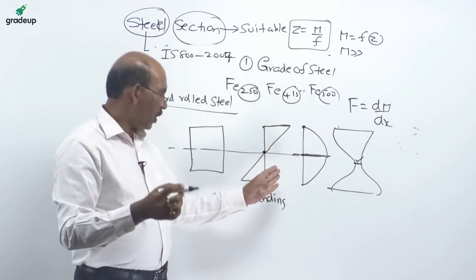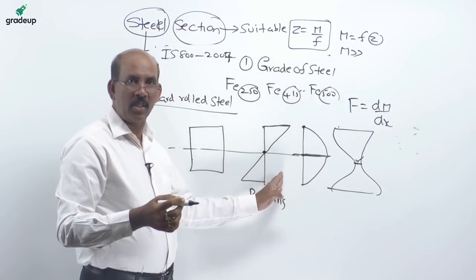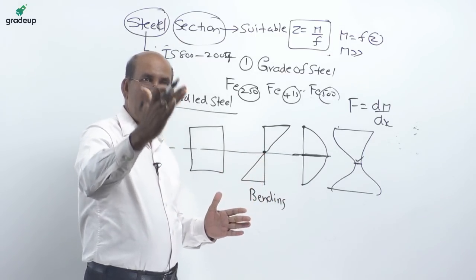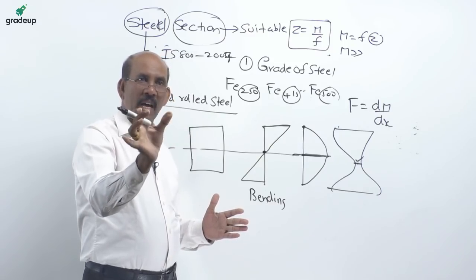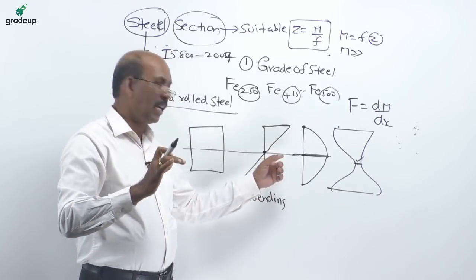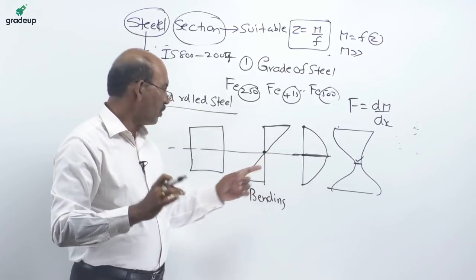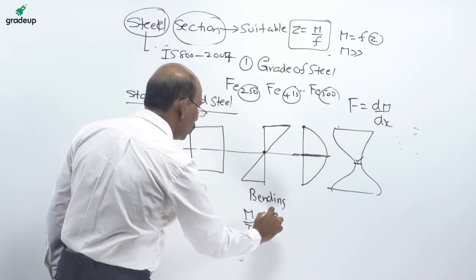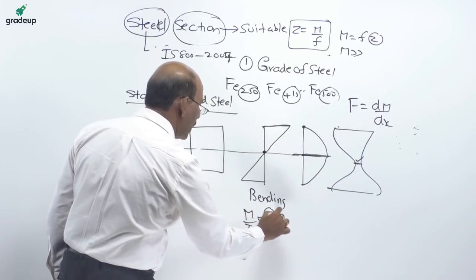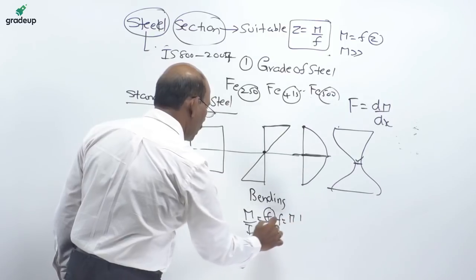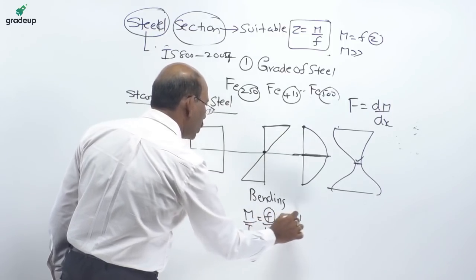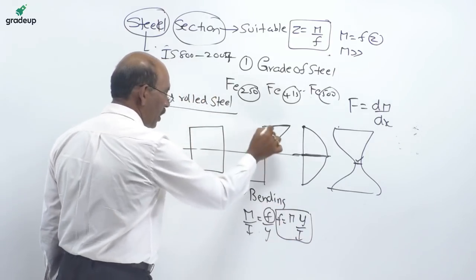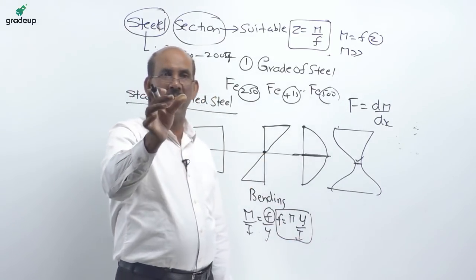The last one, I hope this is the one you are planning, the angle section. The angle section is designated with reference to the length of the angle and the thickness. Coming to the stress distribution, this is what you can see: the bending stress distribution M by I is equal to F by Y. So this is the bending stress, F is equal to M into Y divided by I.